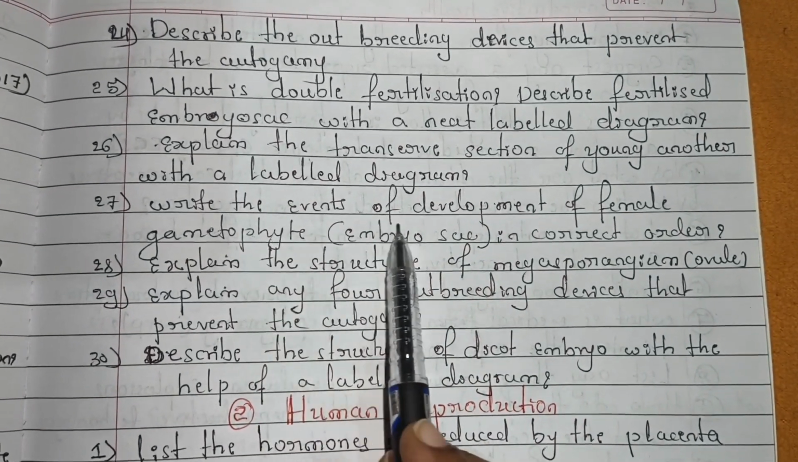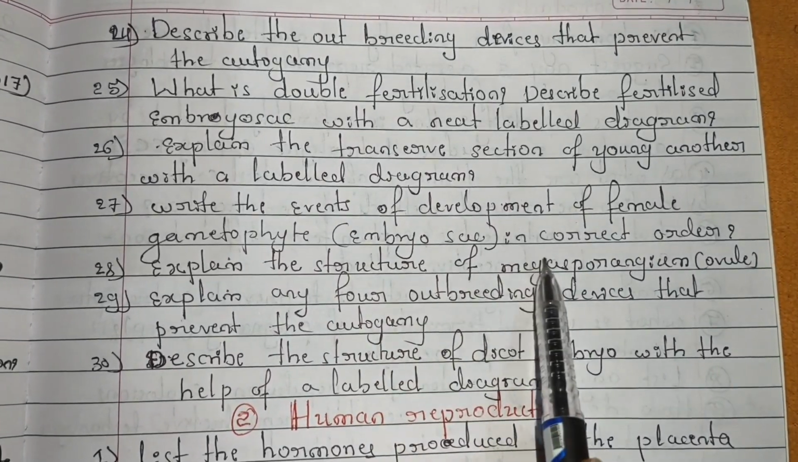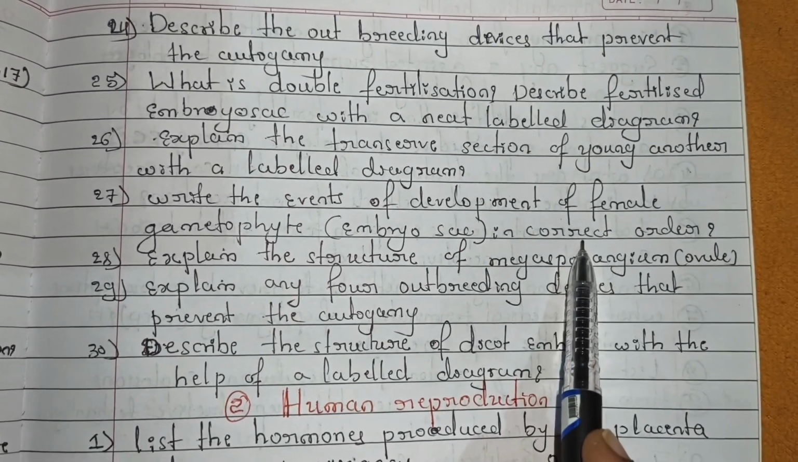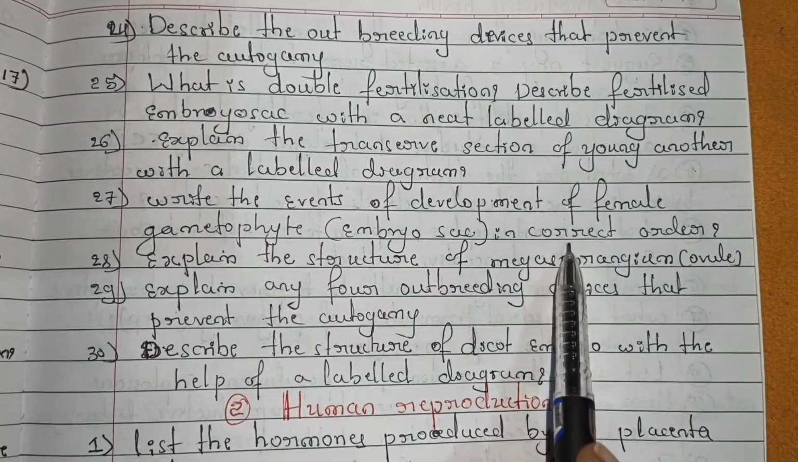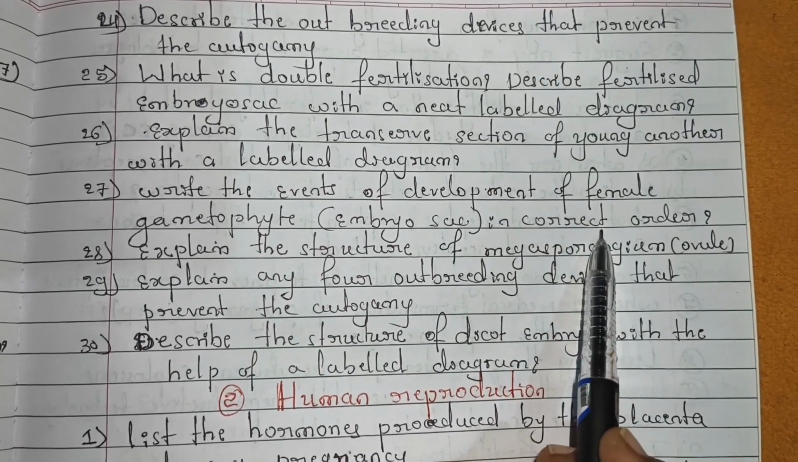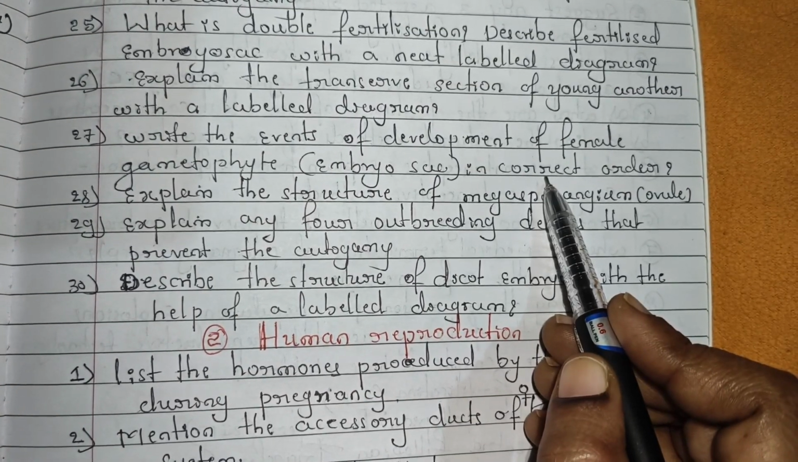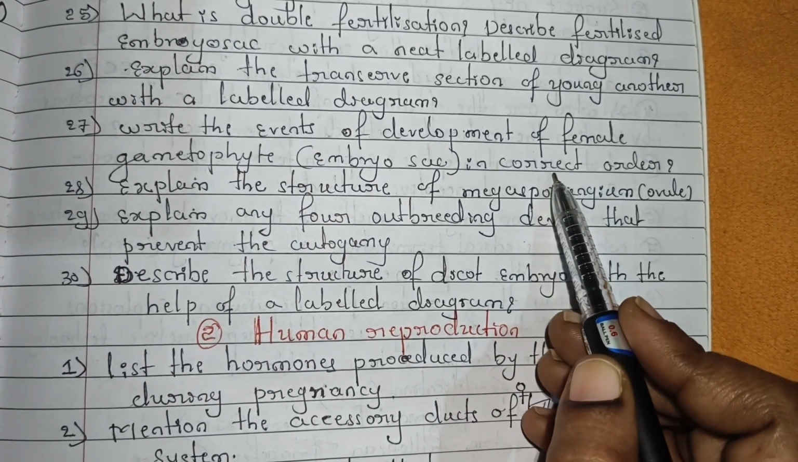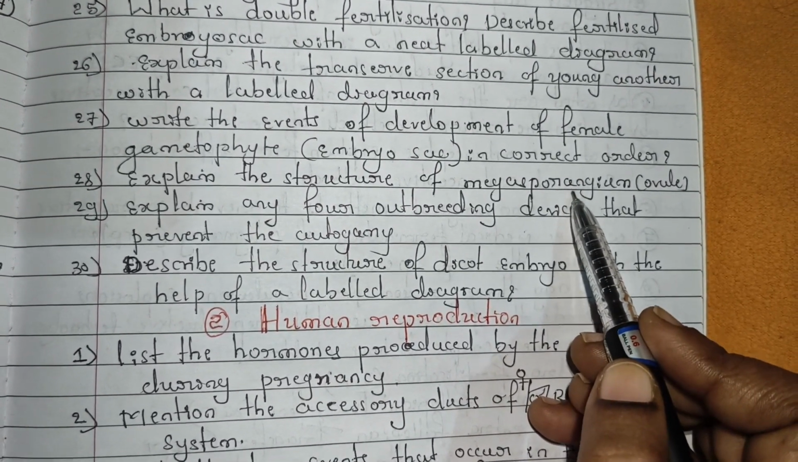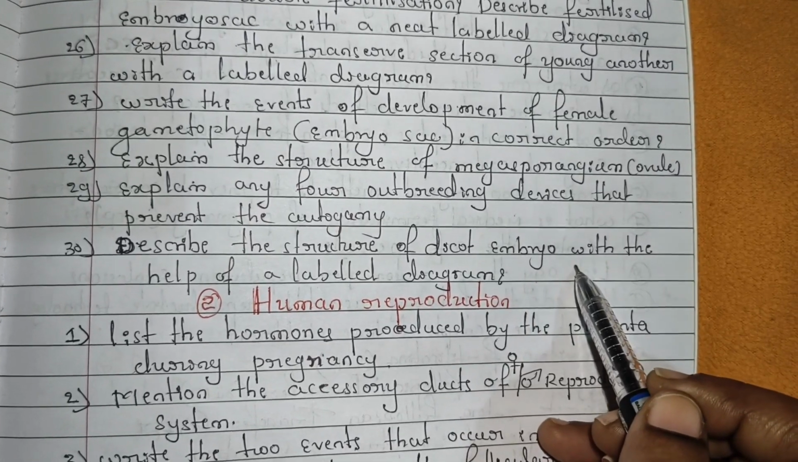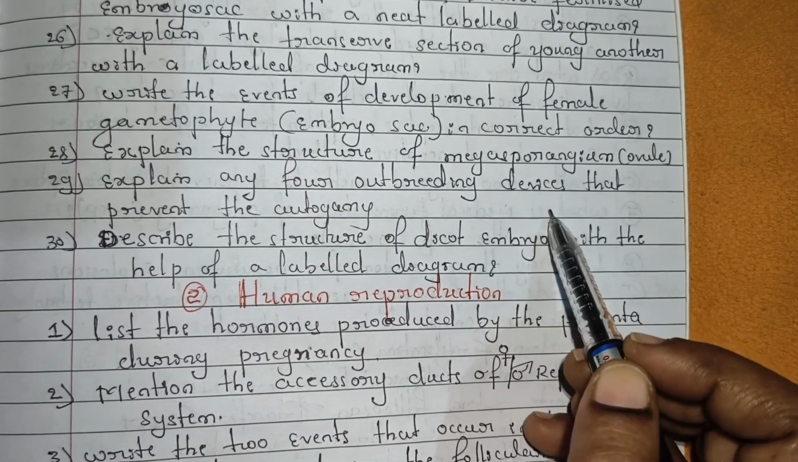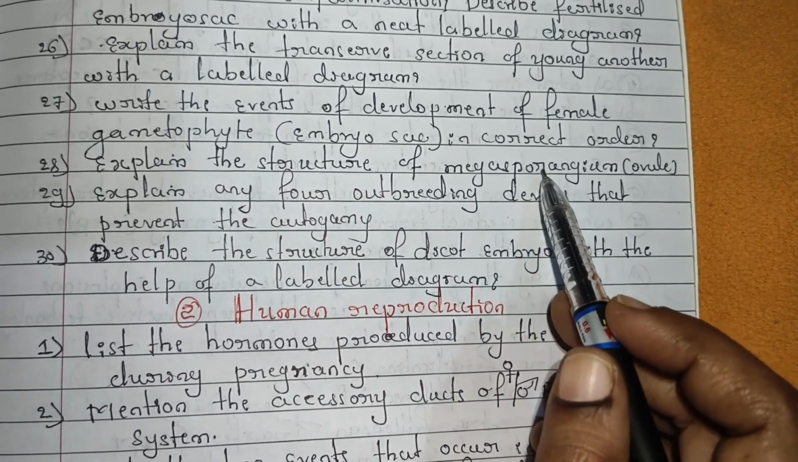Next, the 27th is: write the events of development of the female gametophyte in correct order. You know this very well: one single nucleus starts dividing to form 2 daughter nuclei, and both start reaching the upper and lower poles. Again at both poles the next division takes place, and like that continuous divisions take place, and the upper 4 nuclei start developing like this. 3 nuclei convert into antipodal cells, and 1 nucleus starts moving towards the center, that is the upper polar nucleus. On the lower side, 3 nuclei develop into the egg apparatus, and 1 nucleus starts moving towards the center, and both these moved nuclei we call polar nuclei. So like that you have to write.